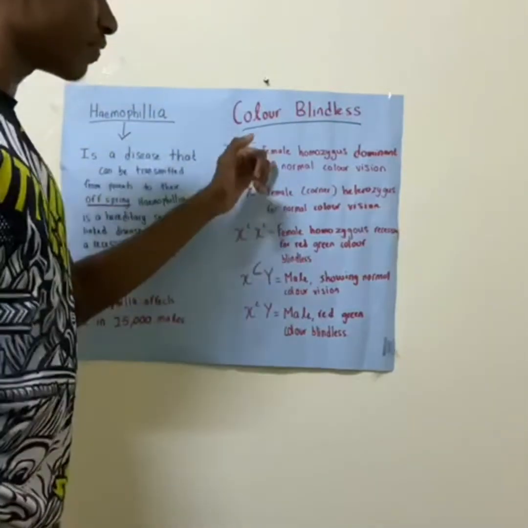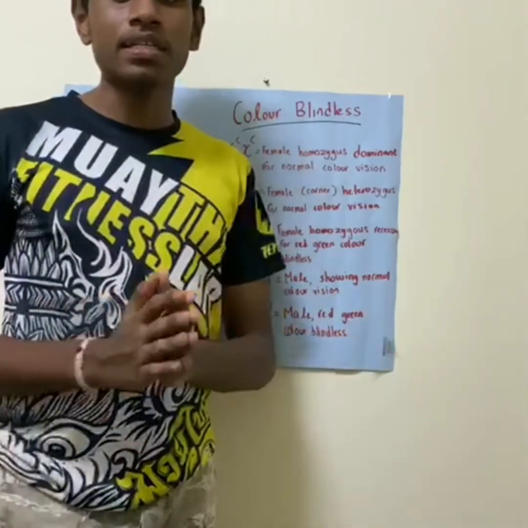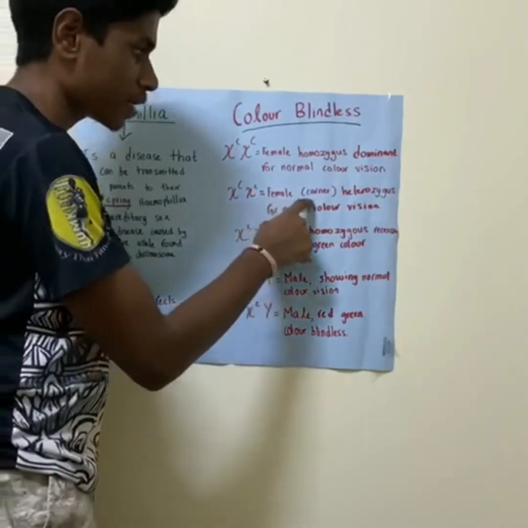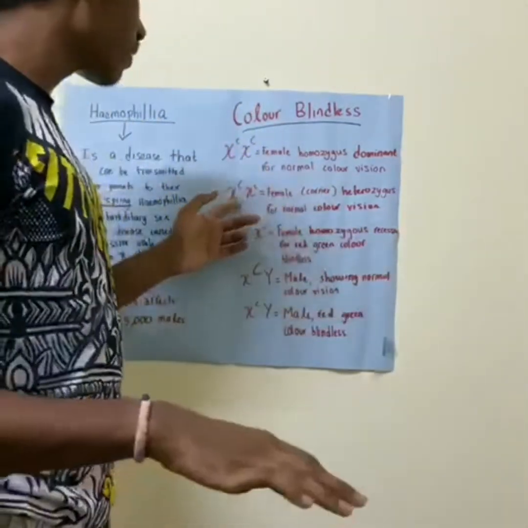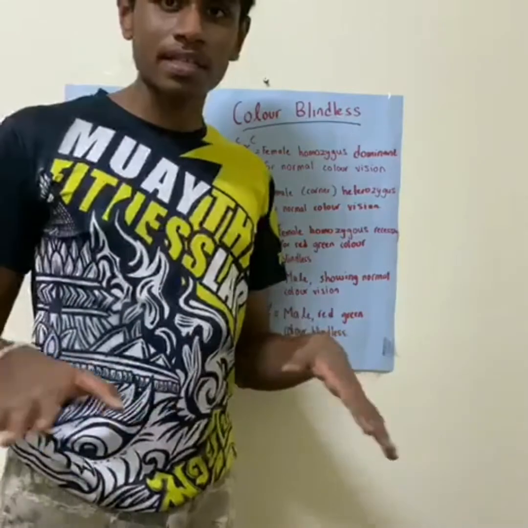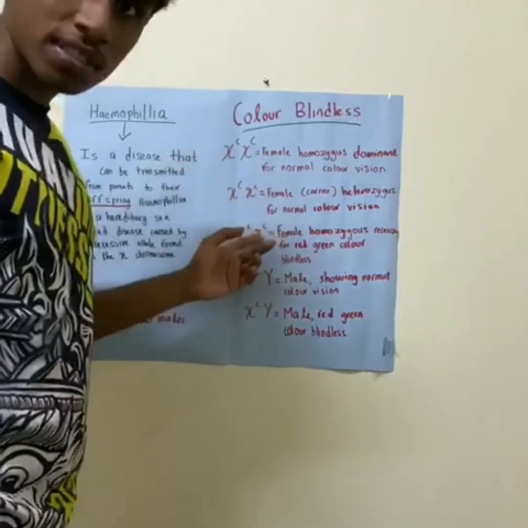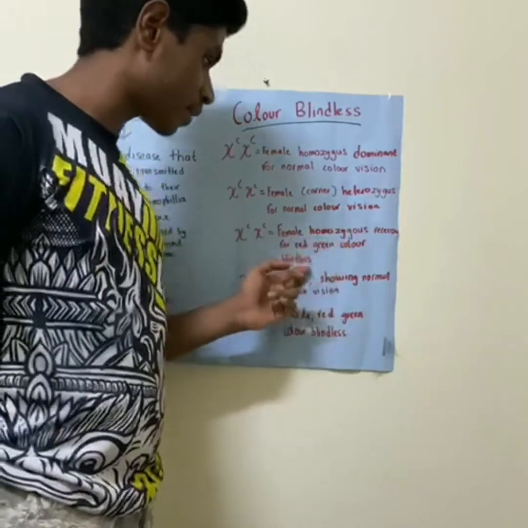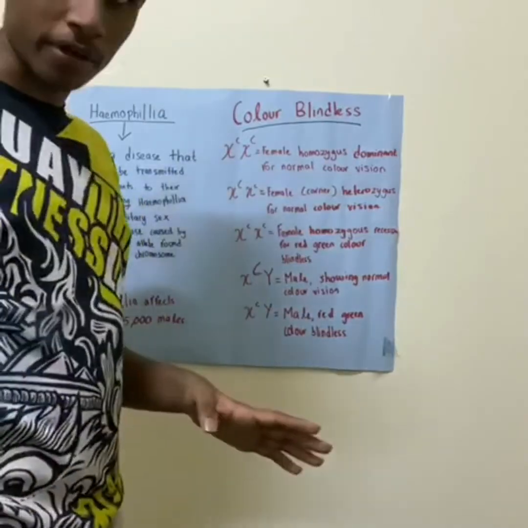X^C X^C means it's a female homozygous dominant for normal color vision. As you know, XX is for female. X^C X^c, capital C and small c, is a female carrier, heterozygous for normal color vision. So it means that the female has no color blindness, she's fine. Now this is also X^c X^c, both are small c's, so a female homozygous recessive for red-green color blindness. As I mentioned, this is the case of red-green color blindness.